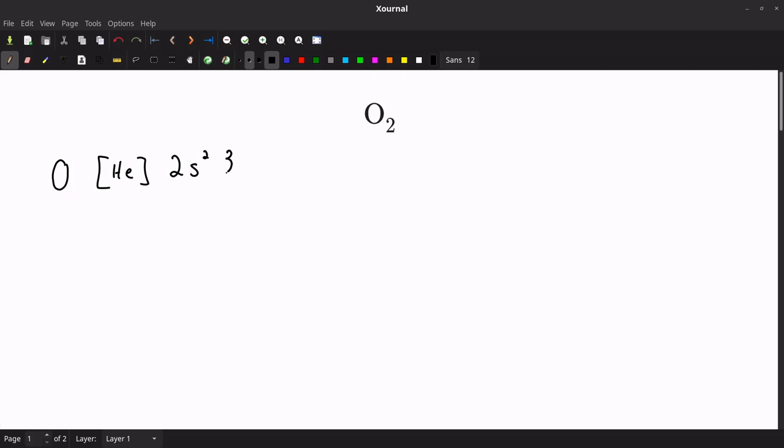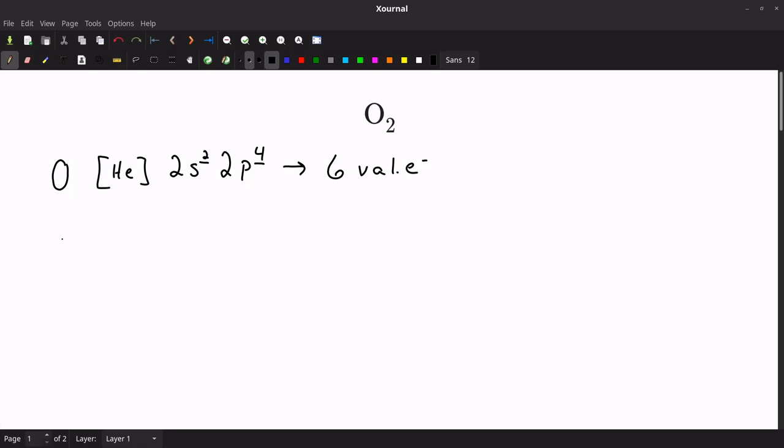2s2, 2p4. This is a main group element, so we need to be looking for the highest n order, which they're both the same, they're both 2. That means that we can just add these subscripts together and determine that oxygen has 6 valence electrons. It always will. Next we need to figure out our bank.